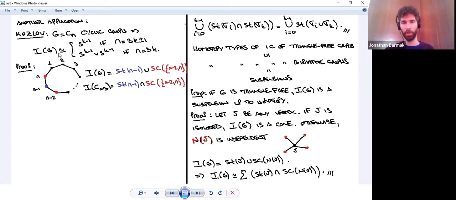So in order to obtain Kozlov's result, we only need to consider the first three cases, say n equals 3, 4, 5, and that's it. So this is a complete proof of Kozlov's result. Any questions?